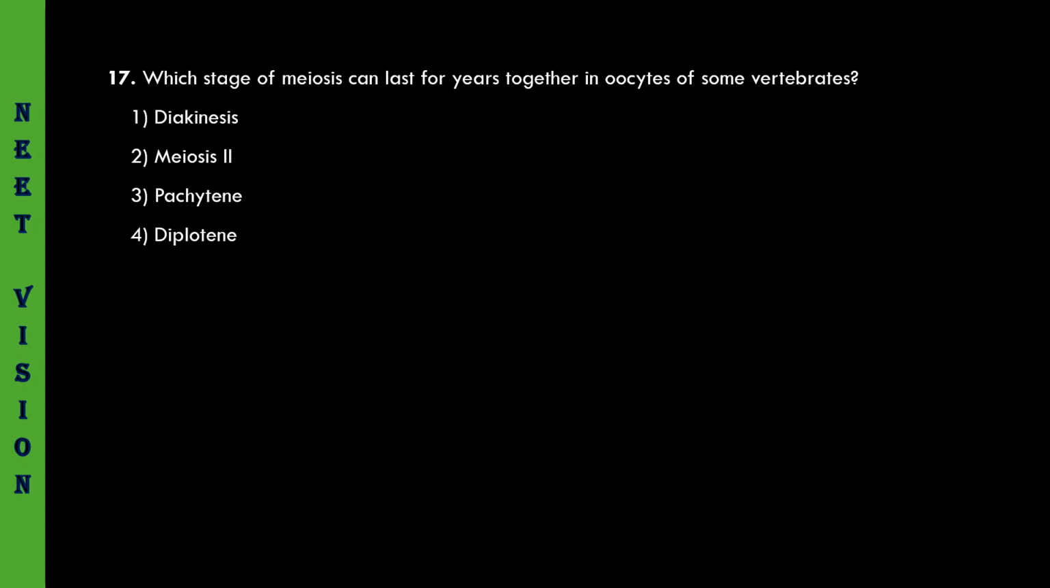Diakinesis, no. Meiosis 2, no. Pachytene, no. Diplotene, only in diplotene. In diplotene, in oocytes of some vertebrates, at certain major regions of the chromosomes there is decondensation or despiralization or decompaction. As a result, at those particular regions, which are usually euchromatic regions, there is extensive synthesis of RNA, which also leads to the formation of proteins later. Extensive synthesis of RNA is seen.